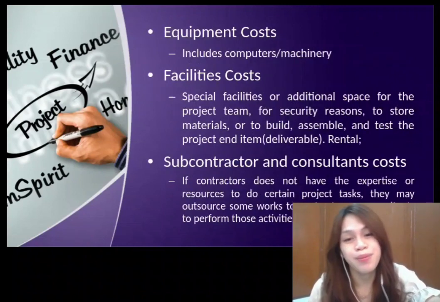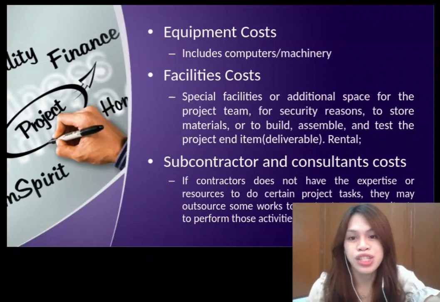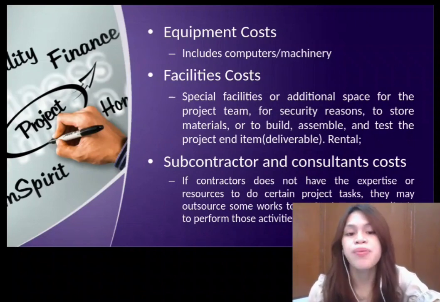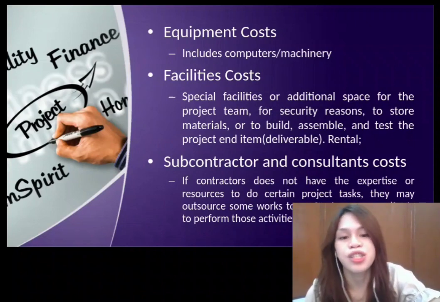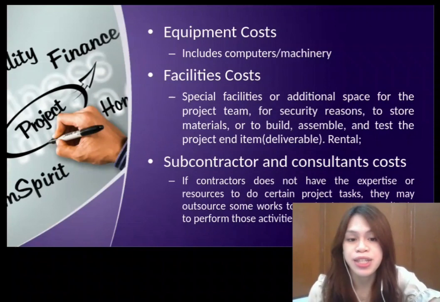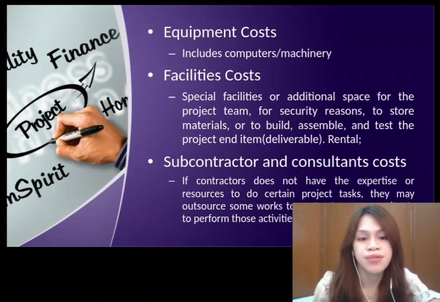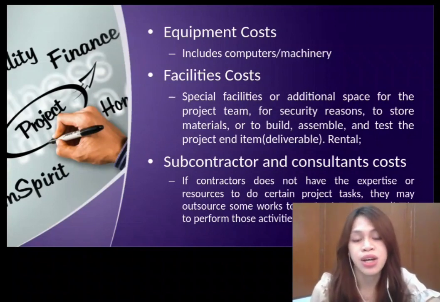Third, we have the equipment costs, which includes computers or machinery, and fourth, facilities cost, which includes special facilities or additional space for the project. Basically, here, project managers must also consider a variety of factors, including the cost of renting a facility, the cost of utilities, the electricity, the water, the gas, the internet, and also the cost of maintaining the facility and equipment.